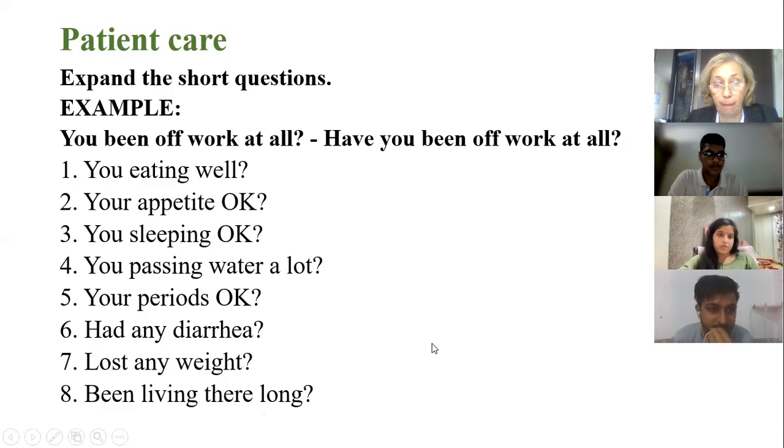Your periods okay? Is your periods okay? It's plural. Are your periods okay? Had any diarrhea? Have you had any diarrhea? Lost any weight? Have you lost any weight? Been living there long? Have you been living there long? So even in the short sentences, you need to remember the correct structure of the sentence and form of the verbs.